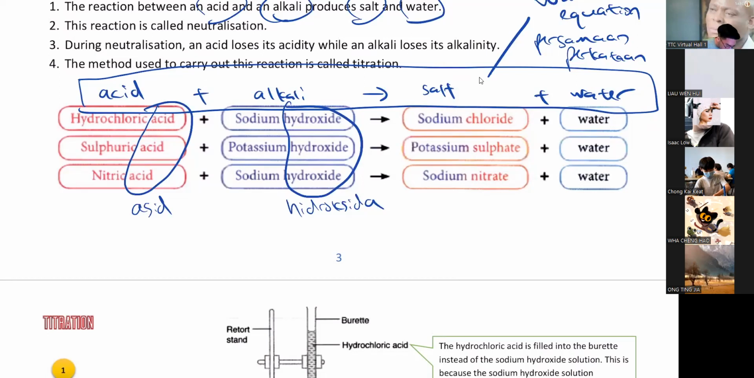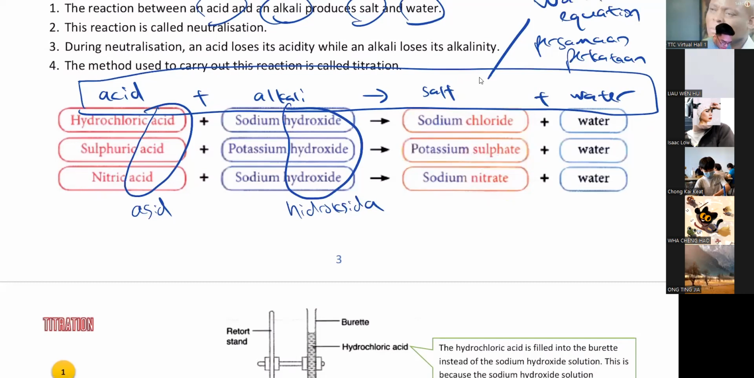All right. So how do we name salt? We usually put the alkaline name first: sodium, we put sodium; potassium, we put potassium. And then the behind one, we will see the acid. If it is hydrochloric acid, we put chloride. If you see sulfuric acid, we put sulfate. If you see nitric acid, we put nitrate. So this part is the alkali. This part is from the acid. So when they combine together, you will get a salt.